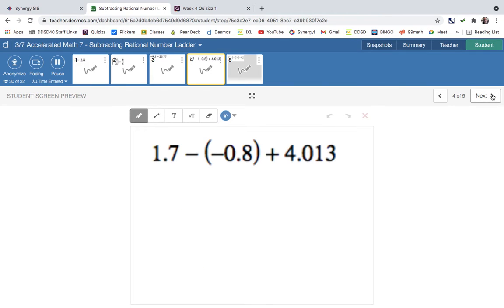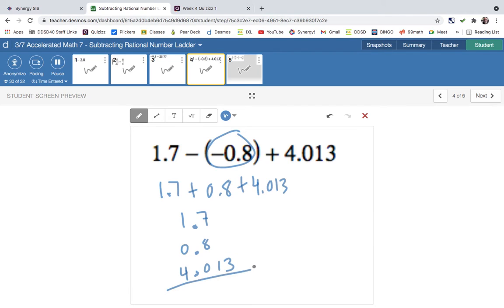Okay, next one. Again, we're going to look at this subtraction and see it as addition. So it's 1.7, 1 7/10, plus the opposite of this. The opposite of negative 8/10 is positive 8/10, plus 4.013. That means we're just going to line these decimal points up. 1 7/10, 0 8/10, and 4 13/1000. So there's nothing to add to these. 7 and 8 is 15. So 6 513/1000.